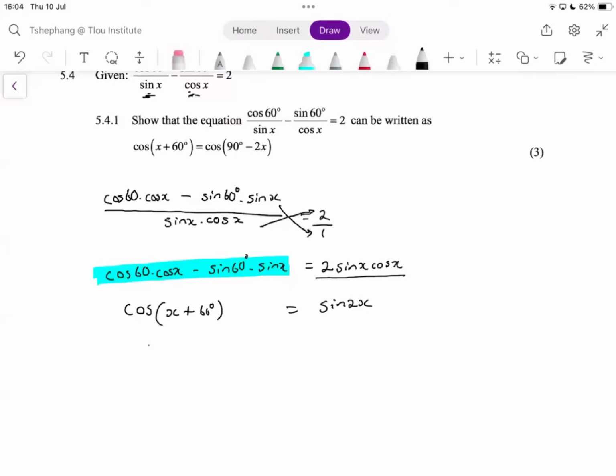Now, the left-hand side, we leave it as it is, cos of x plus 60. And then we are looking for what? Cos of 90 minus. Now you need to think about what? About co-functions. Remember, sine of 2 theta is the same as cos of 90 minus 2 theta, or 2x in this case.